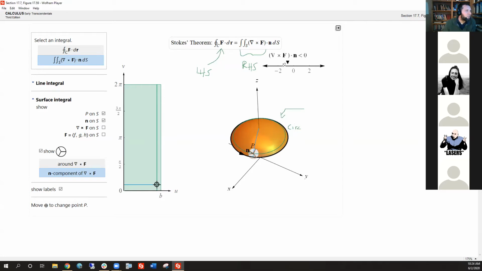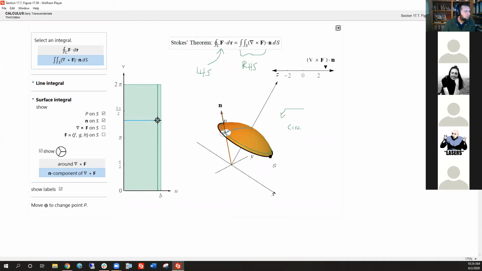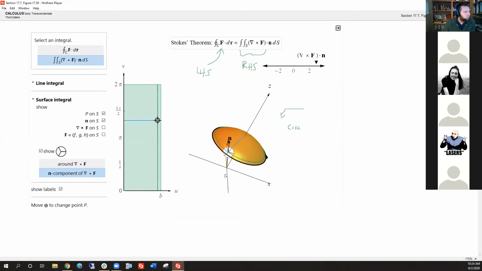Here, notice that that quantity is negative, and so the wheel is spinning clockwise. I think if we come up here, it's spinning pretty fast, right? That quantity is bigger than 2, and it's positive, so it's spinning counterclockwise.